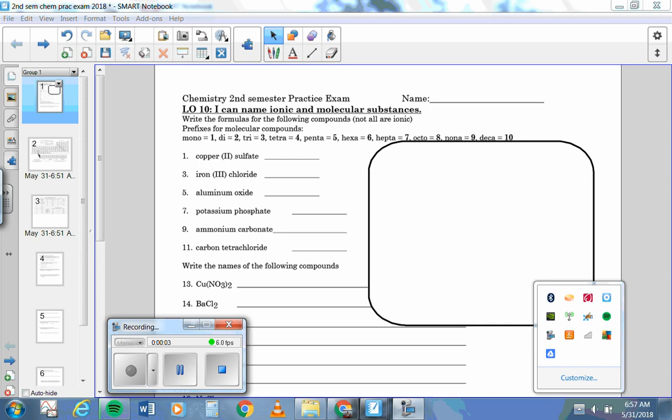First page of the second semester exam, practice exam. First part has to do with names and formulas. Lots of strategies you could try. You could just go one by one and figure them out.